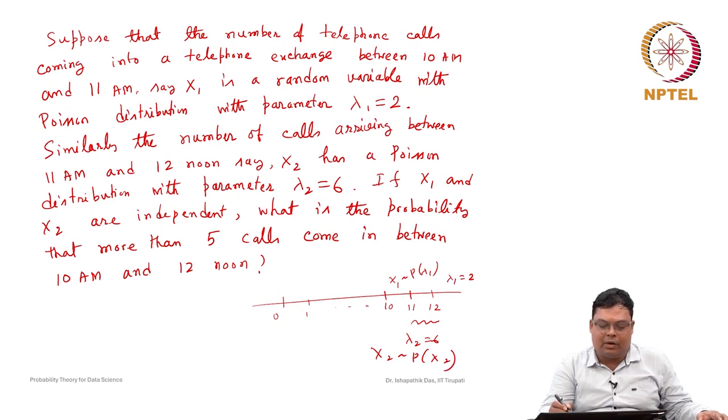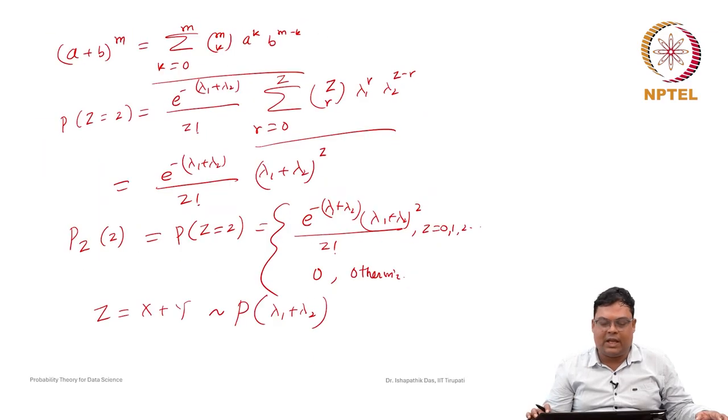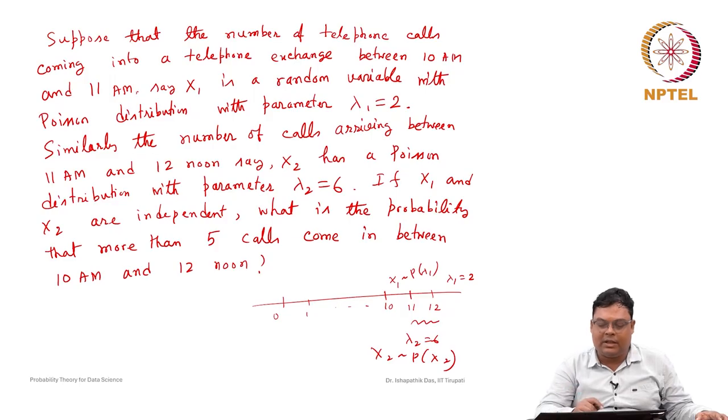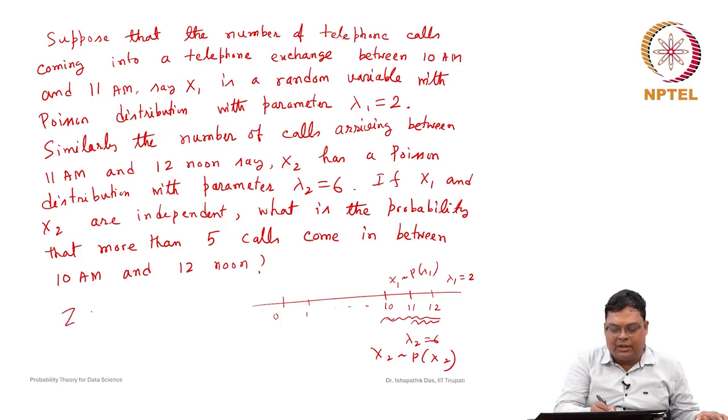If X1 and X2 are independent, and independence is required because before we found that Z is equal to X plus Y. So here what is asked, if X1 and X2 are independent, what is the probability that more than 5 calls come in between 10 and 12 noon? If you want to find the number of telephone calls between 10 and 12 noon, that means it is the total number of calls X1 plus X2. So we have to consider this random variable Z.